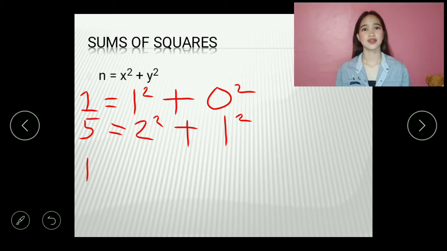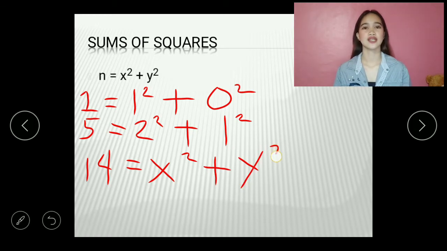Third example is 14. Is 14 a sum of two squares? No, because it cannot be written as x squared plus y squared is equal to 14 for any integers x and y.